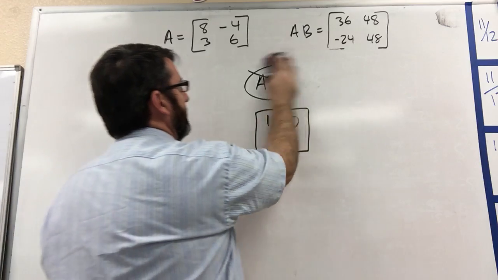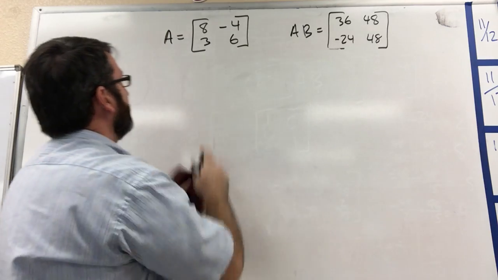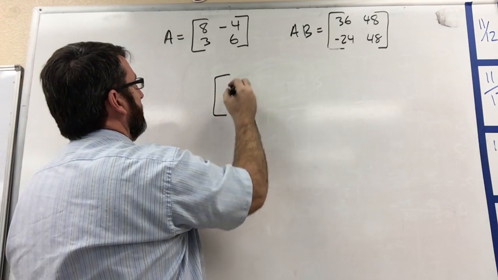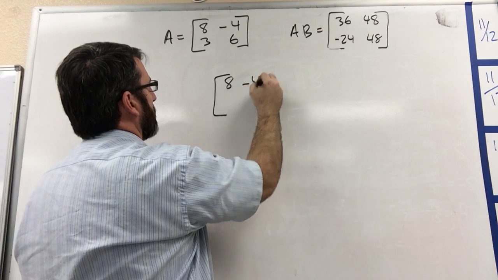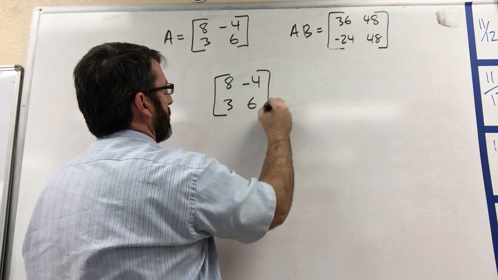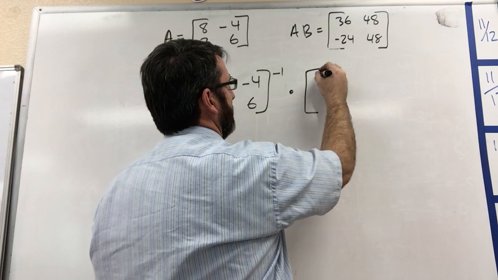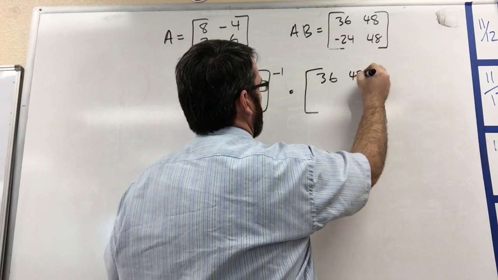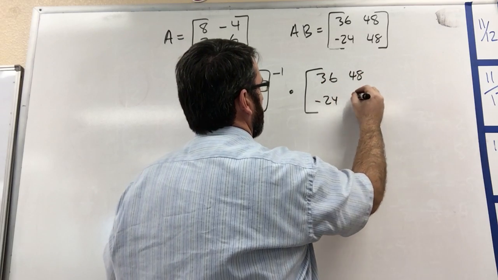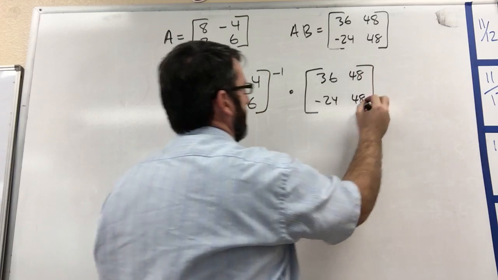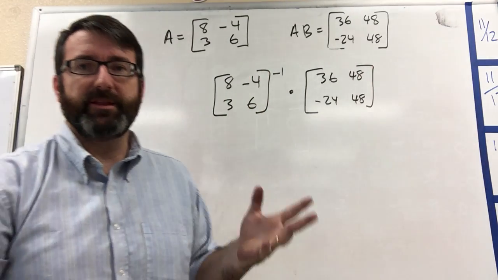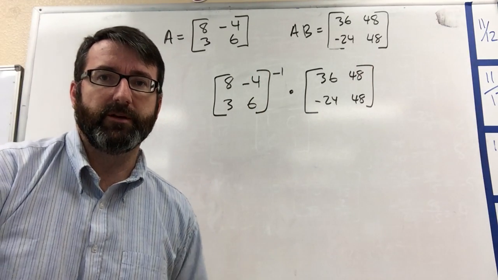So that's what we need to do. We need to take the inverse of A and multiply that by AB. And the result is going to be the matrix B that we're looking for.